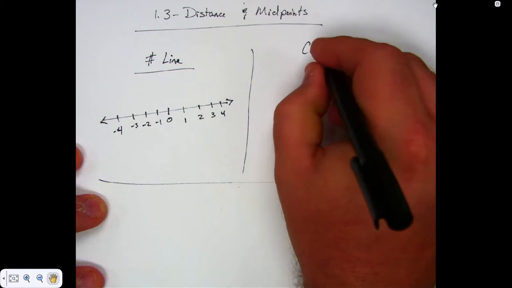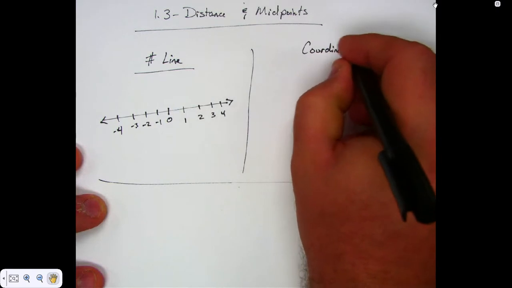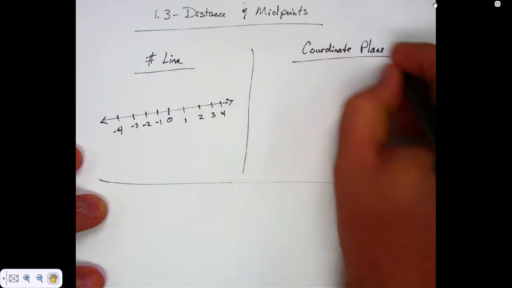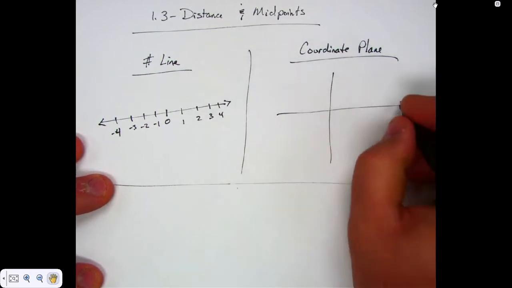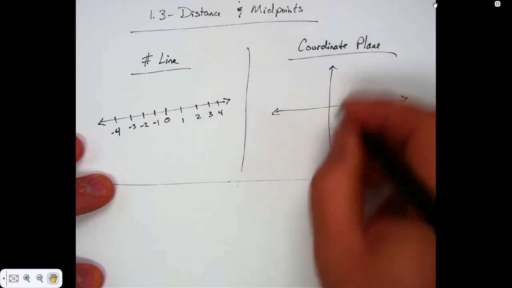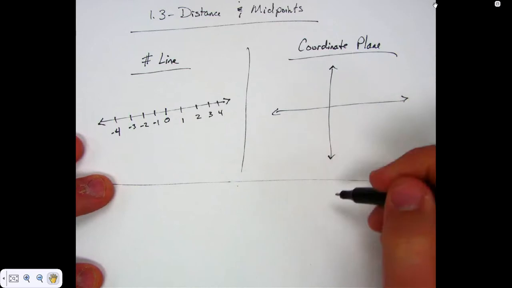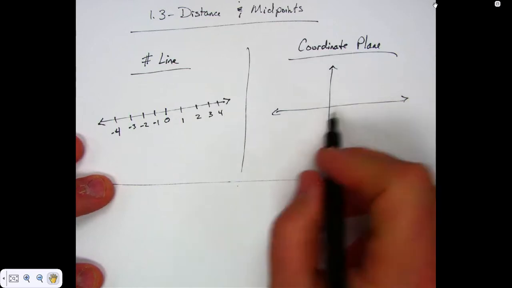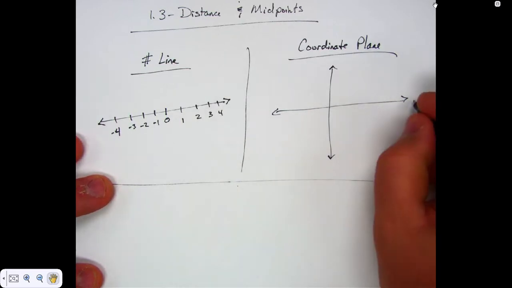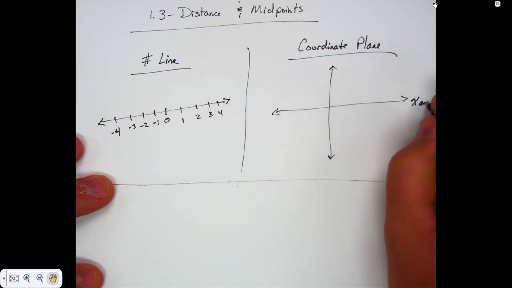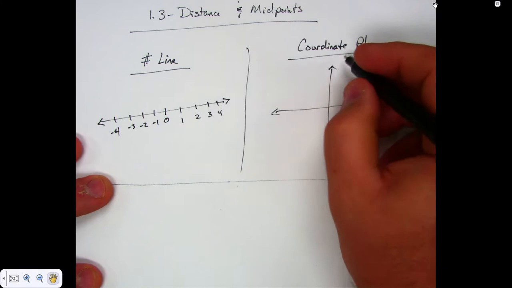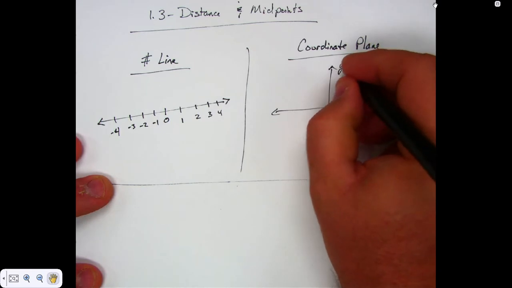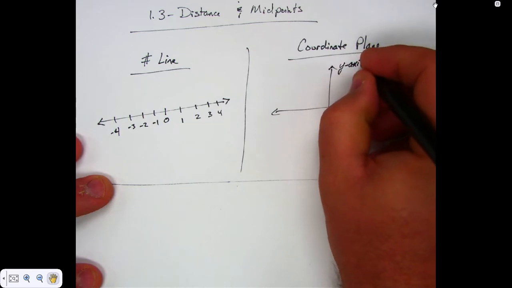How about the coordinate plane? I'm not going to go into this in great detail. Coordinate plane, you basically have two number lines, don't you? One that represents the vertical, one that represents horizontal. The horizontal one is called the what axis? X-axis. And the vertical is what? Y-axis.